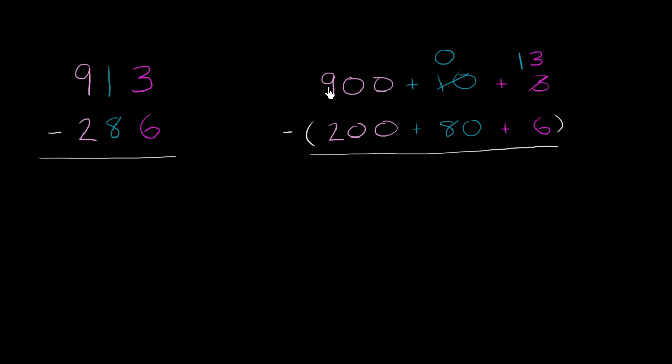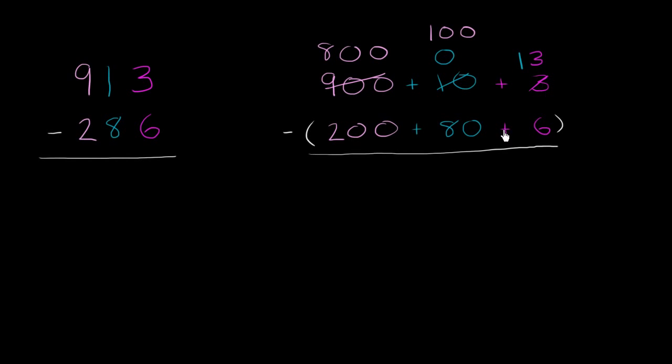I could take 100 from 900, so then I'm left with 800, and I could give it to the tens place. So if I give it to the tens place, then this is going to be 100 right over here. Notice, this still adds up to 913. 800 plus 100 plus 13 is 913. Why is this valuable? Well, now in every column, I'm subtracting a smaller number from a larger.